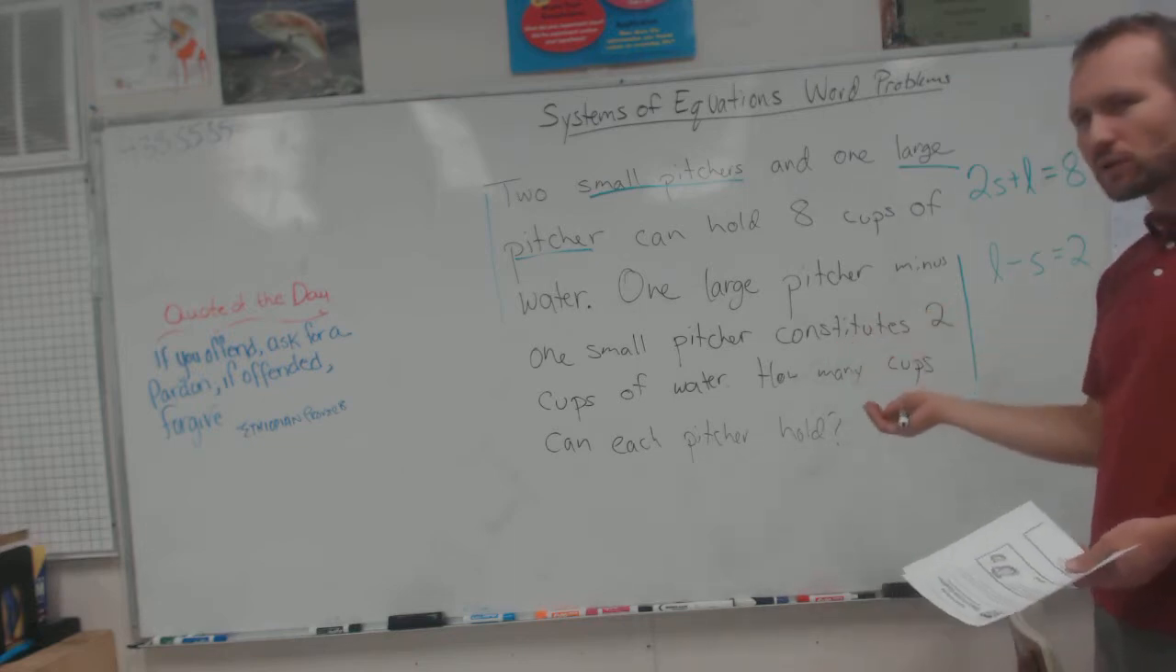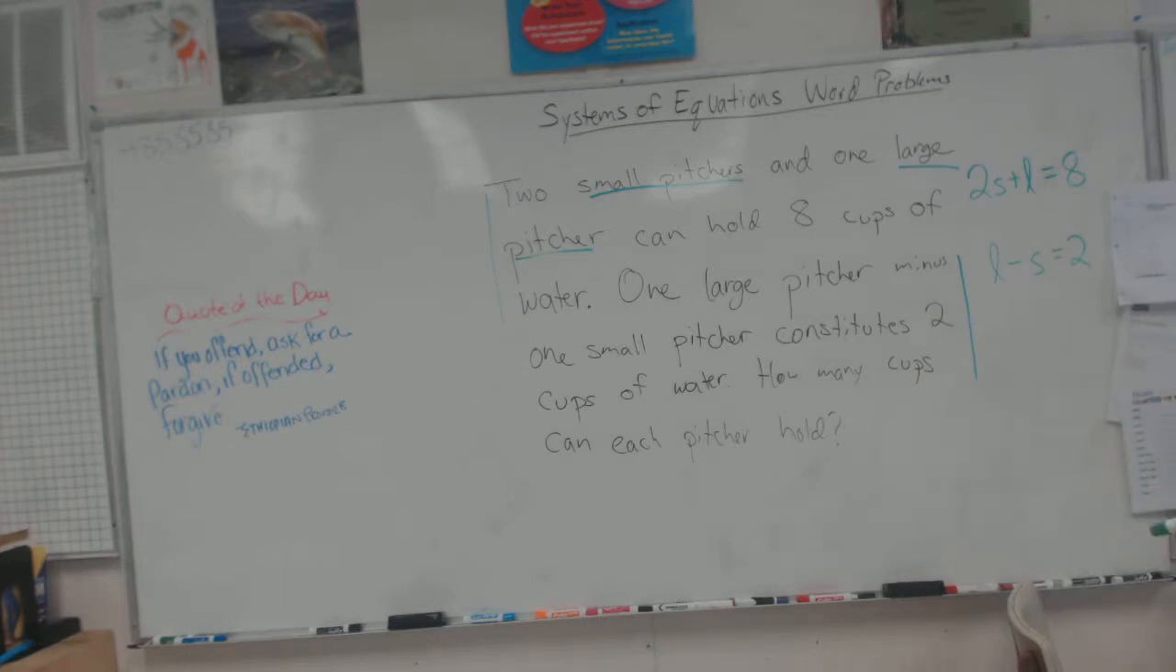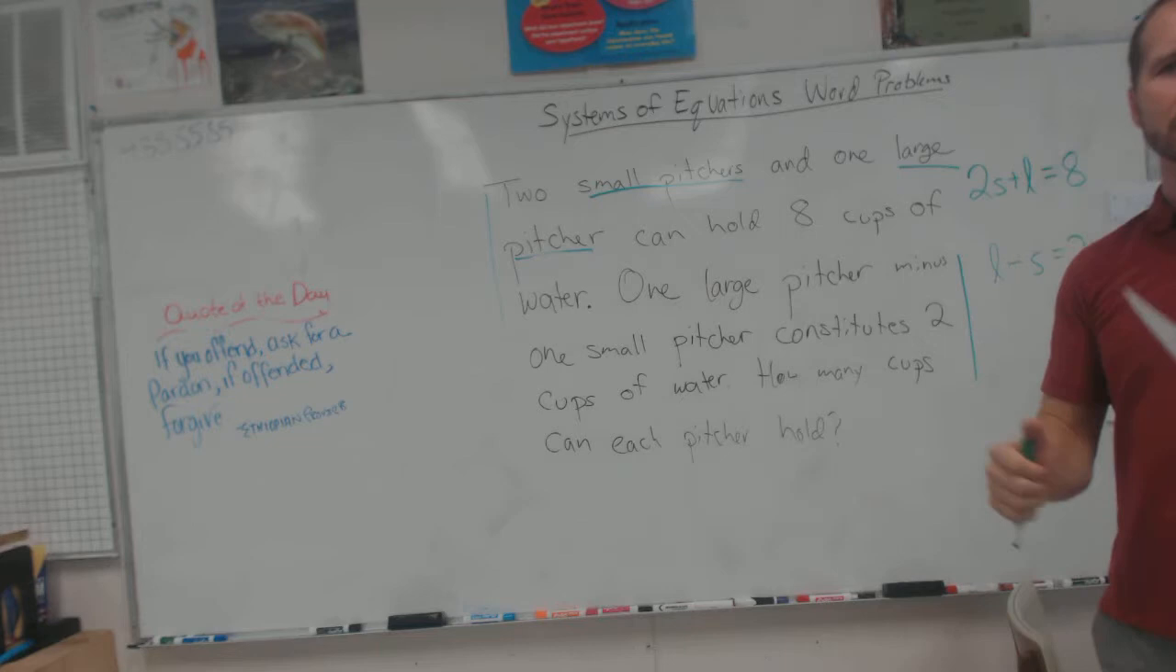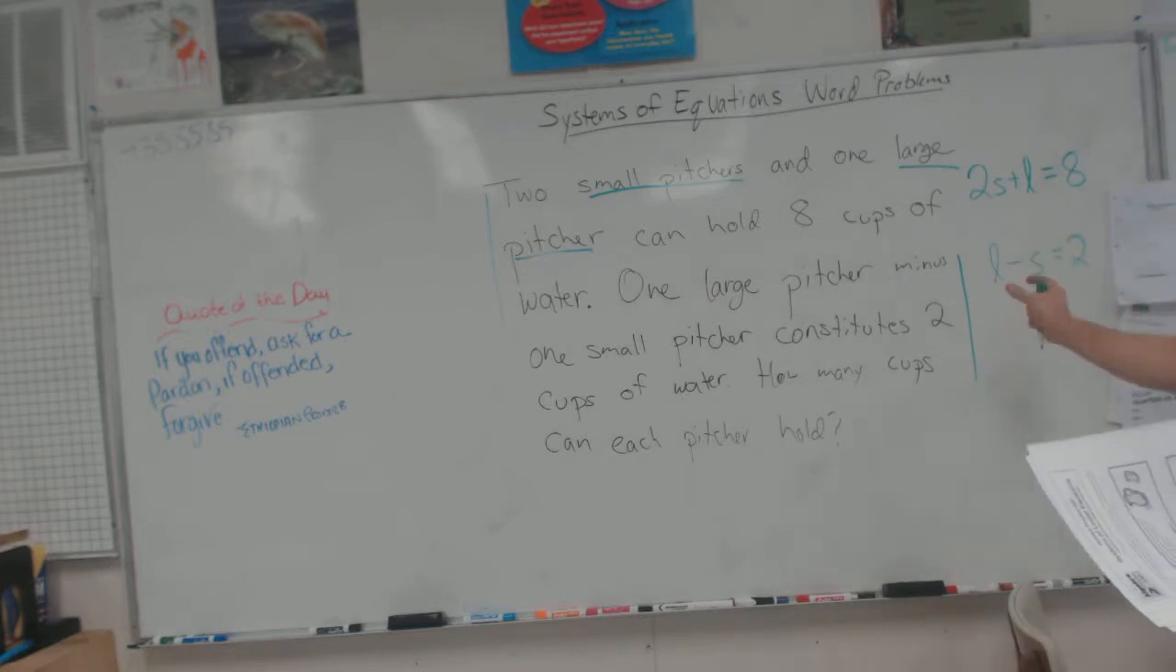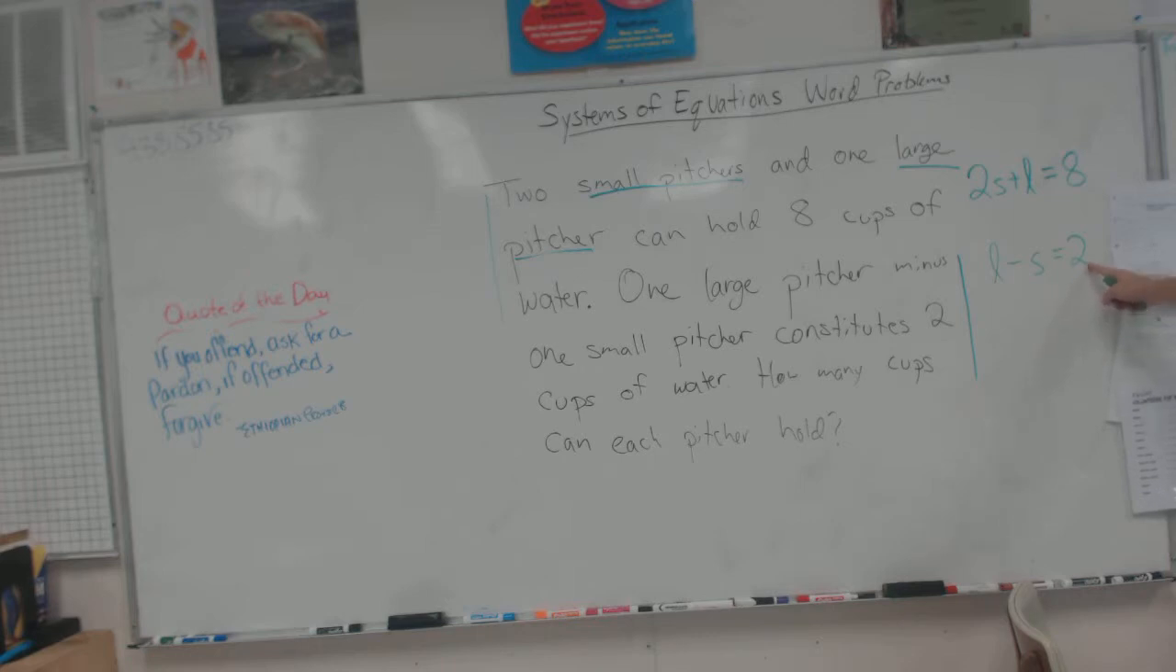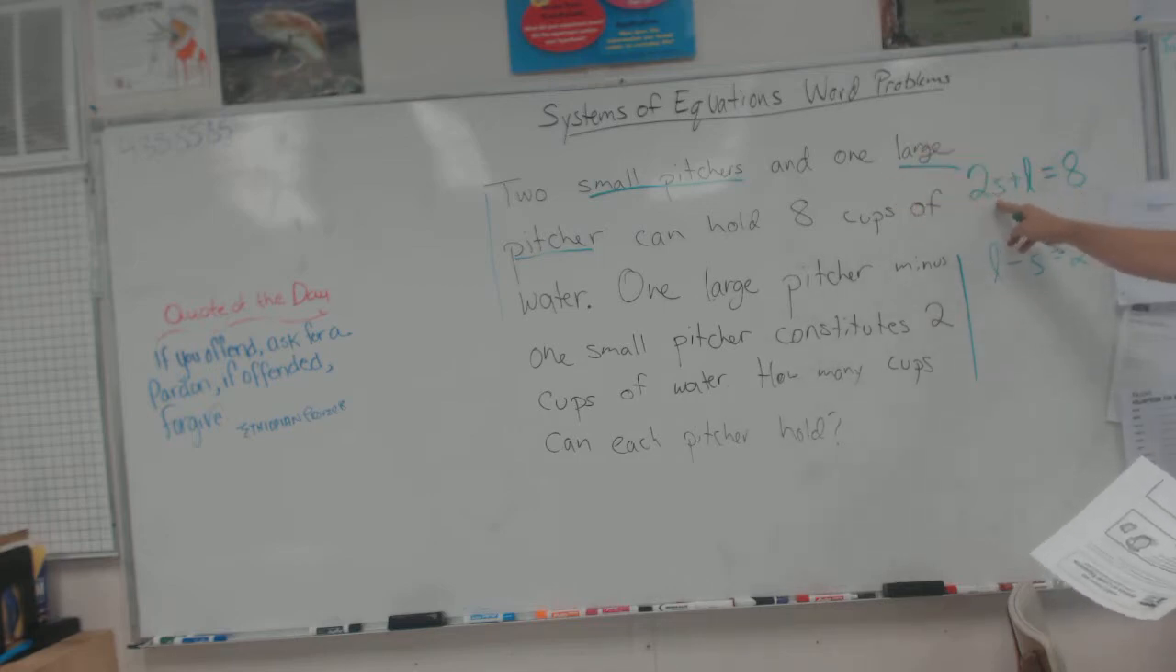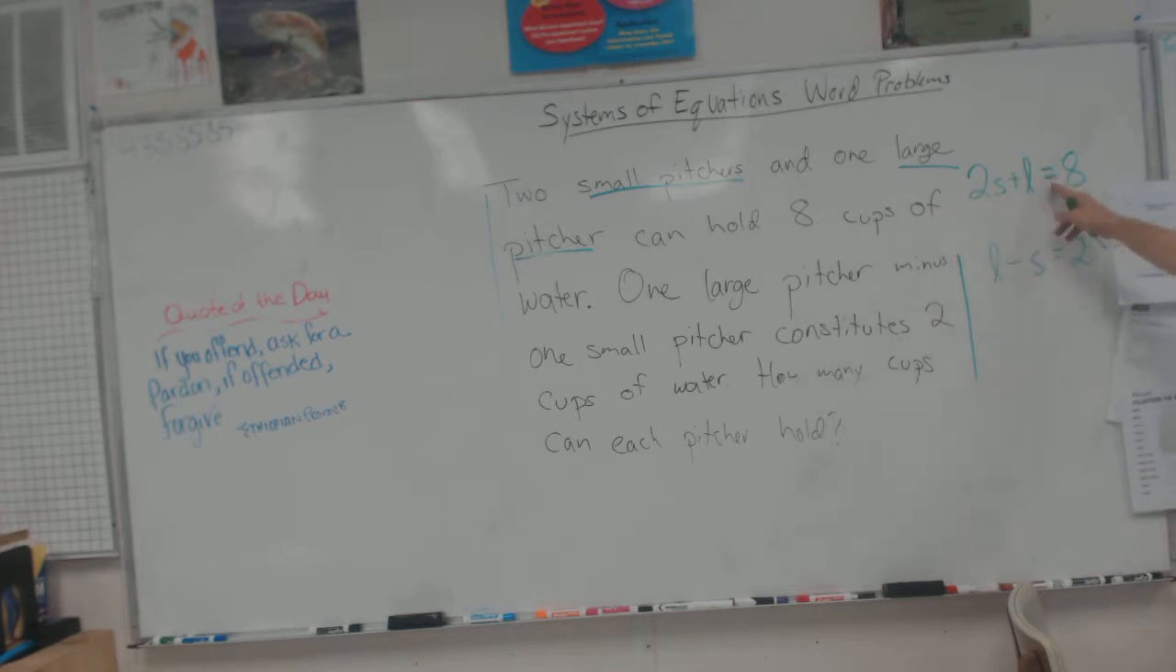Constitutes is just one of those words that means equals. They constitute, they make up, they equal, they can hold. All of these things just mean what in math we would write as an equal sign. And then 2 cups of water, we don't have to worry about the unit, cups of water. We just worry about the number, so 2. So we did the same thing up here. 2 of the S, and usually means plus, 1 of the L, so we just write L, can hold equals 8.